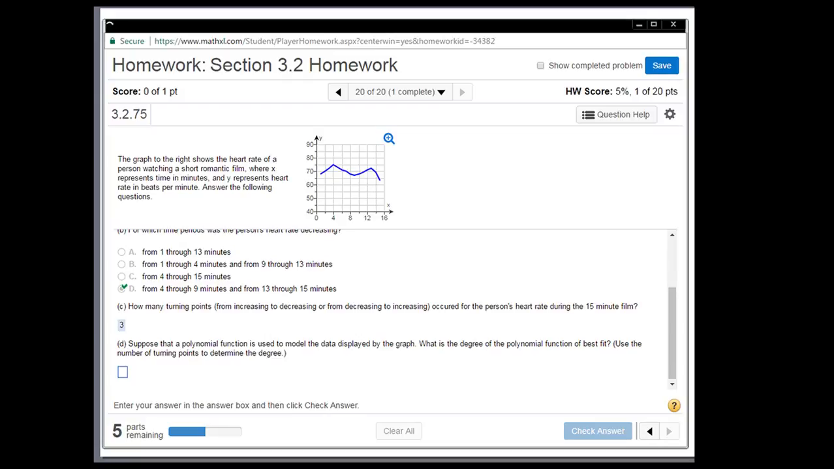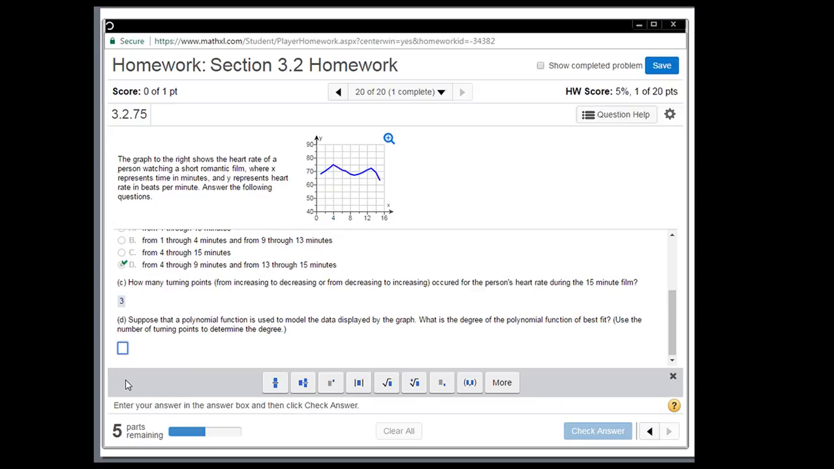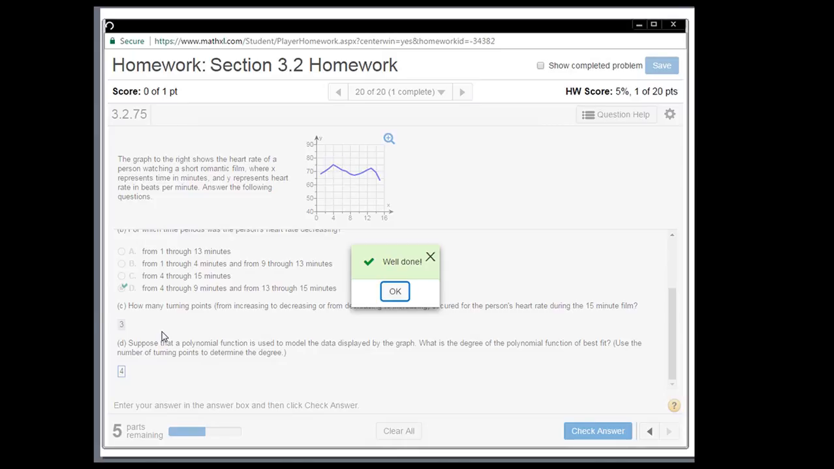Suppose that a polynomial function is used to model the data displayed by the graph. What is the degree of the polynomial function of best fit? And this is based solely off of the number of turning points. We need a degree 1 higher than the number of turning points. We need a degree of 4.